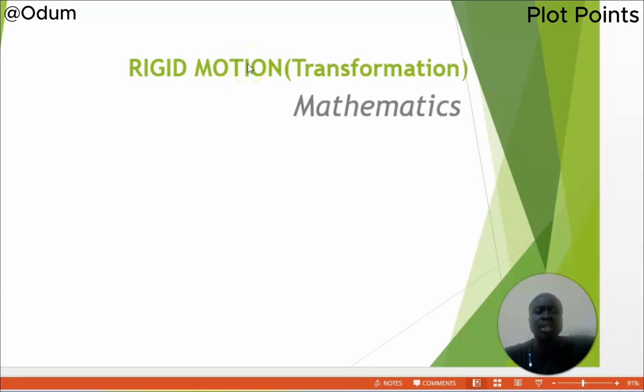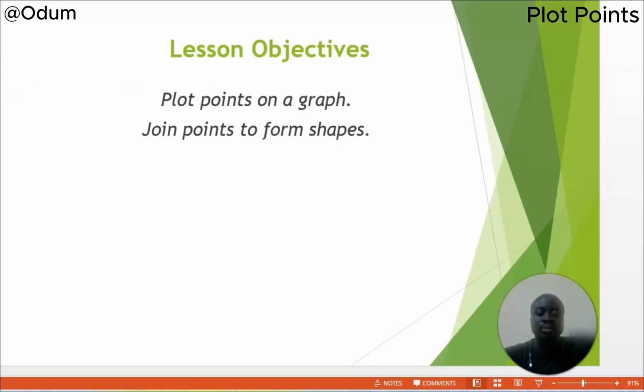Now, before we can do all these transformations, we have to learn how to plot points on a graph. So our objectives for today are to learn how to plot points on a graph, and also to learn how to join the points to form shapes. With the help of the points, we can have a triangle, a quadrilateral, or any polygon, provided that we join them together.